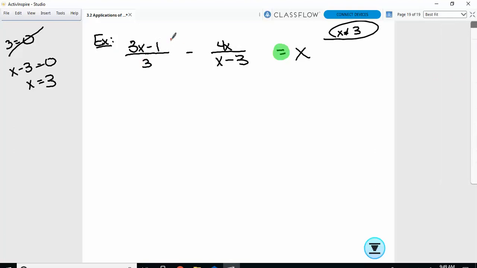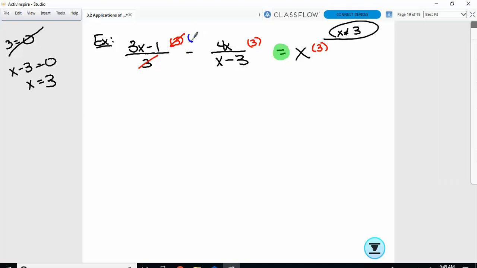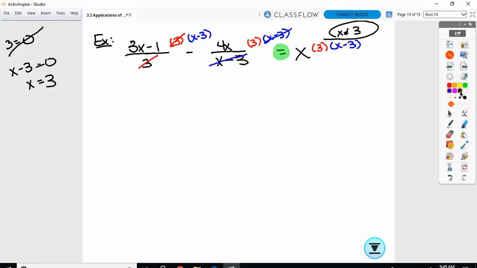If this denominator is 3, we have to multiply by 3. But if you do it to one, you do it to everything on both sides of the equation. And so those 3's would cancel. Now this one has x minus 3, so I have to take everything times the x minus 3. And then those cancel.